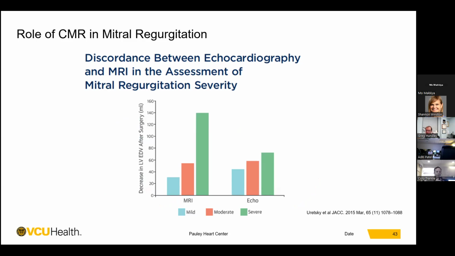However, in the same study, they report these interesting results that after undergoing surgery, it seems that MRI is better than echo for predicting the ventricular response to surgery, suggesting that it is more accurate than transthoracic echo in assessing the severity of mitral regurgitation.